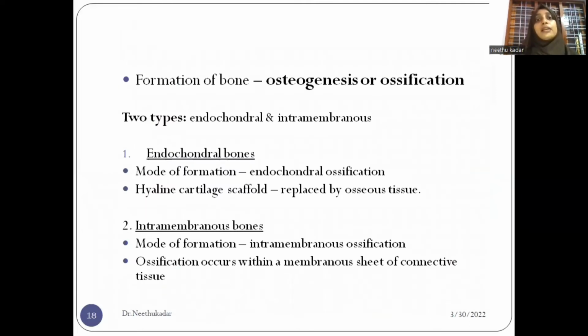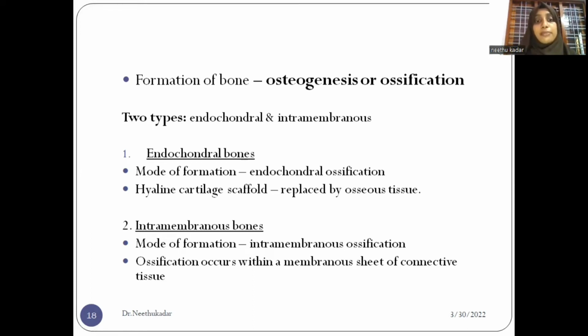Next is the classification of bone based on formation. Bone formation is known as osteogenesis or ossification. There are two types of bones, that is endochondral bone and intramembranous bone. For endochondral bones, the mode of formation is endochondral ossification. Here a hyaline cartilage scaffold is formed initially, which will be replaced by the osseous tissue.